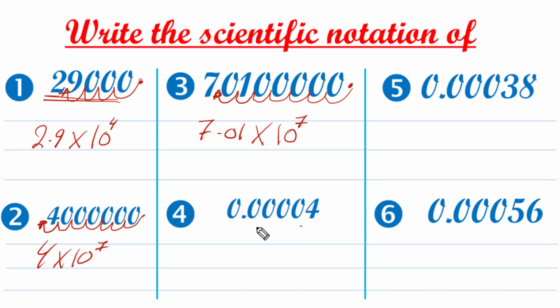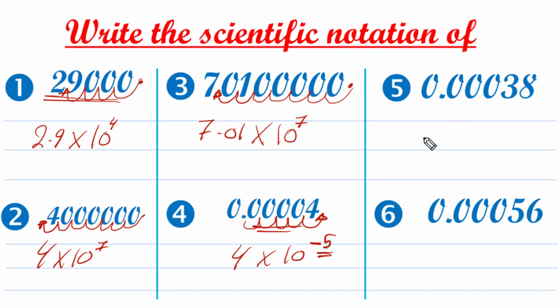Next, guys, this is a very small number. So the first factor, it will be what? It will be 4 times 10 raised to the negative power. Why? Because we will move the decimal point to the right. Ask yourself, 1, 2, 3, 4, 5. Now 4 times 10 raised to the power negative 5.